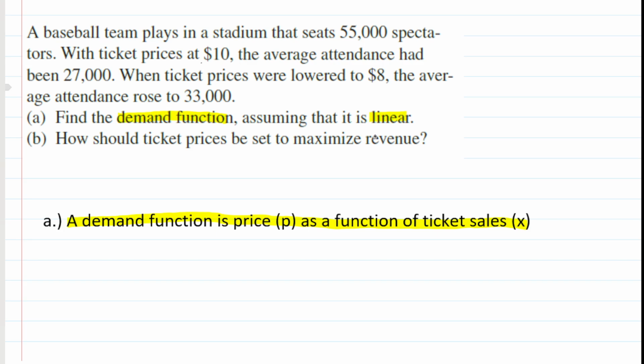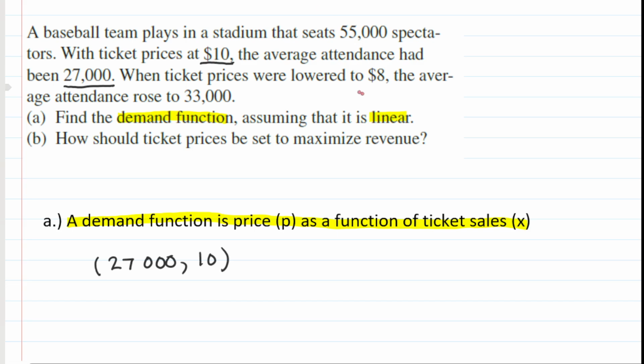So what we're going to do is extract 2 points on this linear demand function and then use those 2 points to come up with the equation of that line. For example, we are told that when the ticket price is $10, then the attendance, or the number of tickets sold, was 27,000. So we can translate that into a point. We have 27,000 tickets sold at a price of $10. So we would set that as our X and Y for our first point.